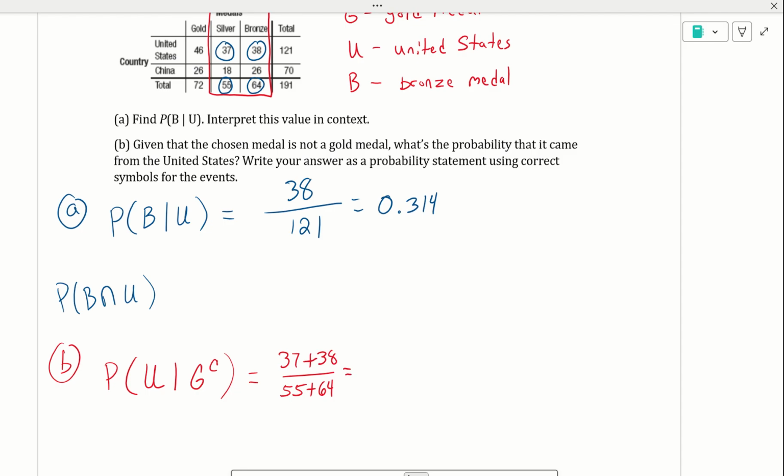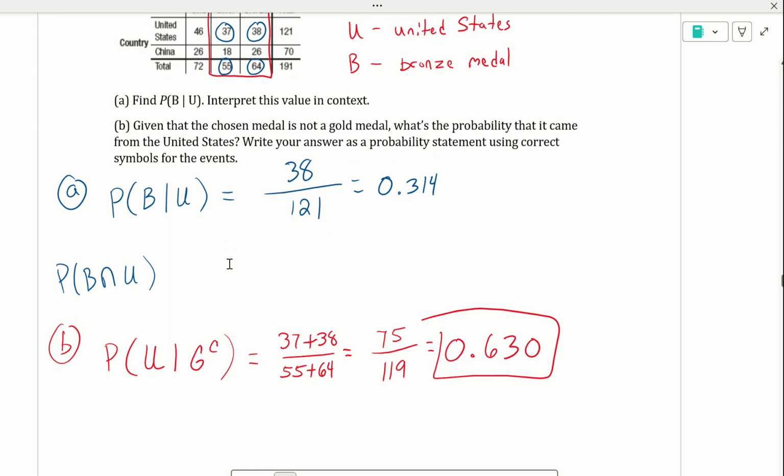This is equal to 75 over 119, and that is equal to 0.630. So there you go. The probability that an athlete is from the United States, given they did not win a gold medal, is 0.630. You should be able to put that in a sentence, and that's the sentence that I just said right there. Okay.